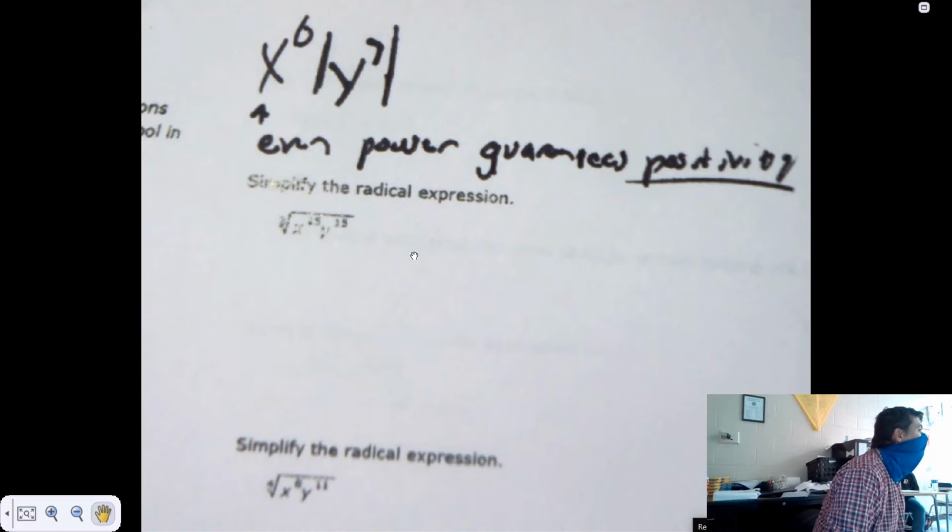Odd roots. Don't worry, right? They say don't worry, so don't worry. I'll write that down again. Odd root, don't worry.